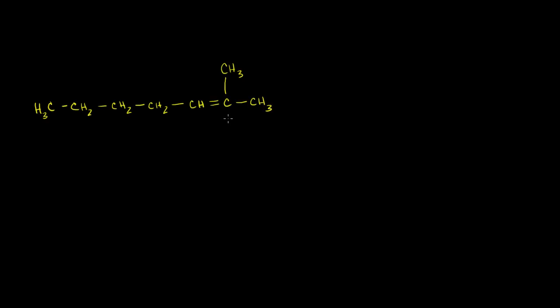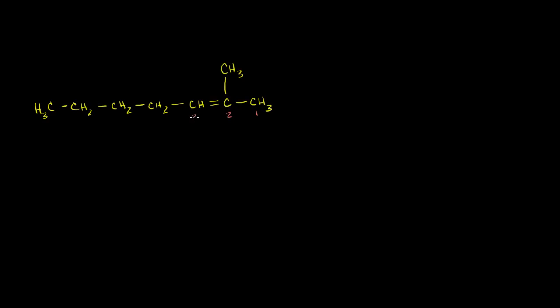The double bond actually will take precedence over any other groups that are attached. There will be other groups that will take precedence in the future. But the double bond takes precedence over this side chain, this methyl group. But it doesn't matter in this case. We'd want to start numbering at this end.